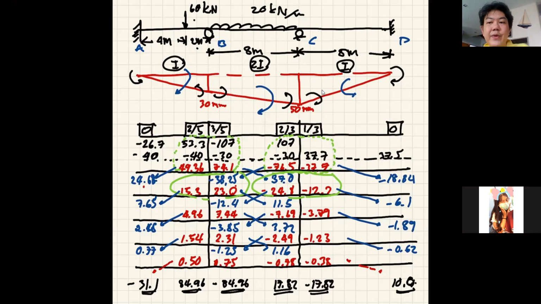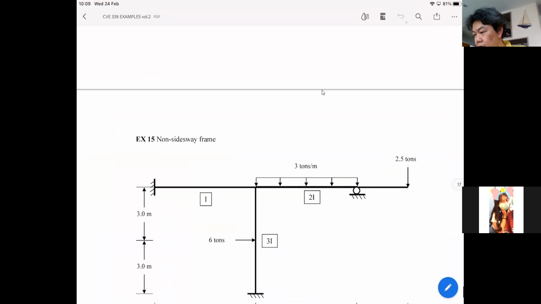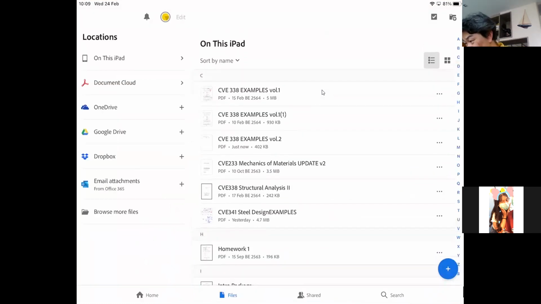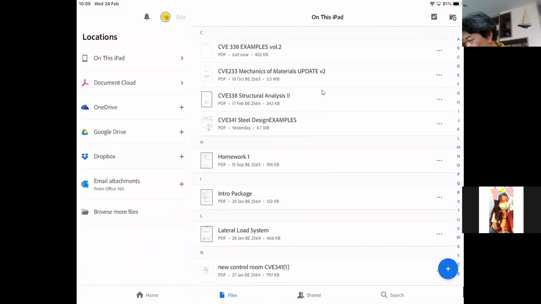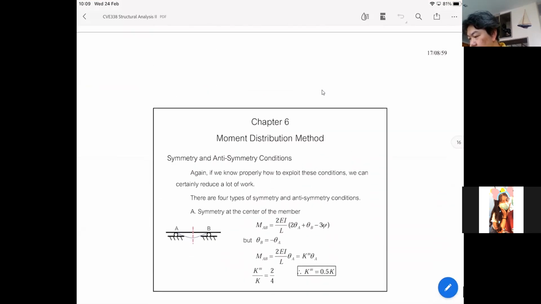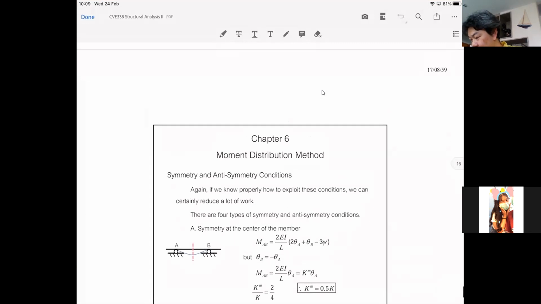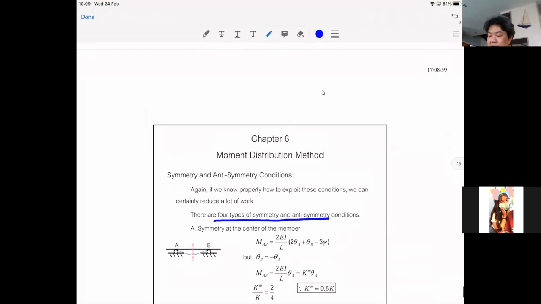And before that, we have another thing to address, and that is how you can take advantage of the symmetry. Okay, so let's take a look at the PowerPoint, the handout of the class. Where is it? Oh, here it is. Okay, so I have this symmetry and anti-symmetry conditions. For this, we actually have 4 types of symmetry and anti-symmetry conditions.